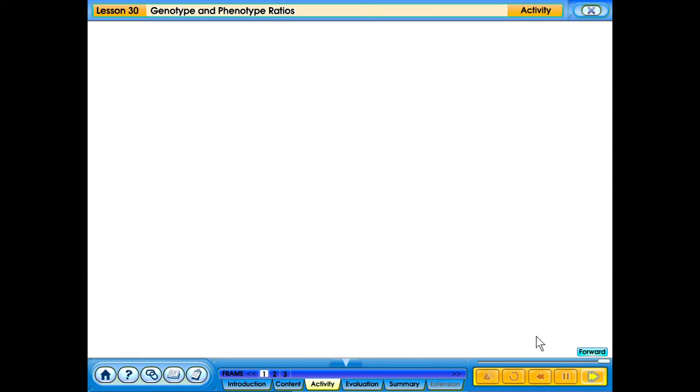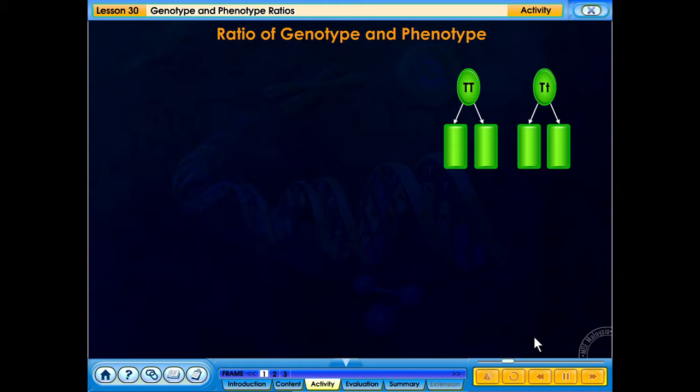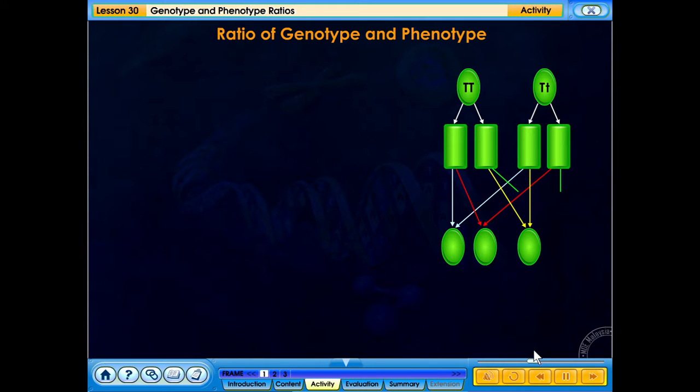The ratio of genotype and phenotype. The genotype of one parent is two capital T's, and this will show the phenotype of tall pea plant. The genotype of the other parent is capital T and small t, which will give the phenotype of tall pea plant. The gametes produced by the parents will be 3 capital T's and 1 small t.